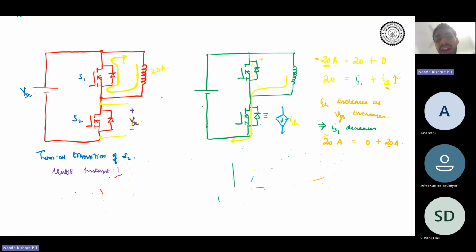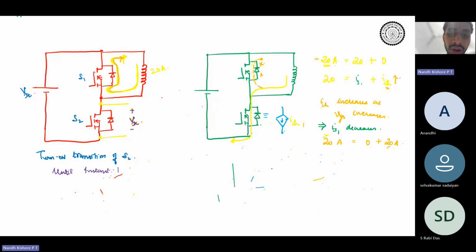So what is happening over here? The current is getting transferred from the top device to the bottom device, right? And how is this transfer happening? The transfer is happening because one device is behaving as a constant current source and the other device is a diode. The path for the diode current is through this; this is anode and this is cathode.